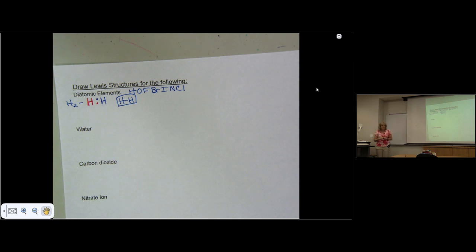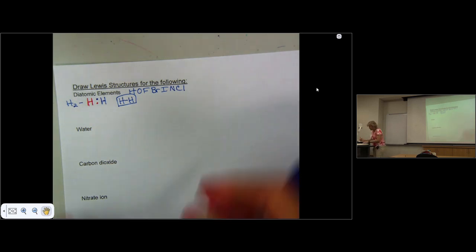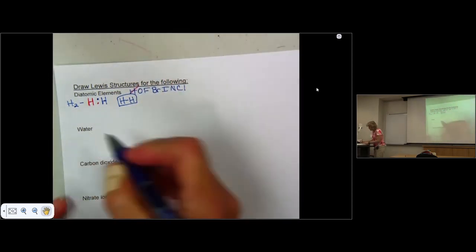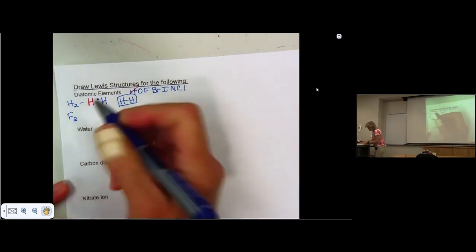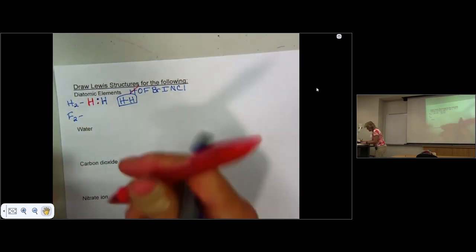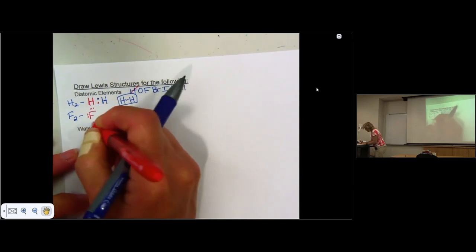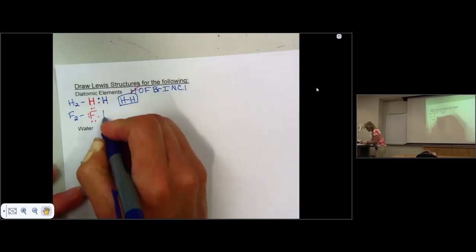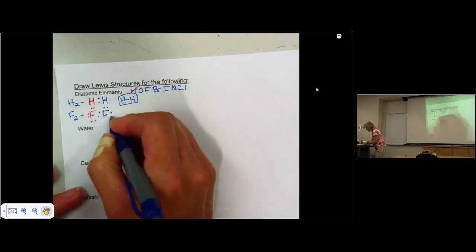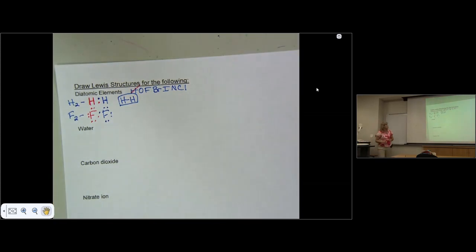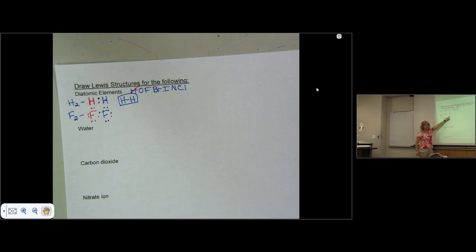Why do we not need an octet? Because hydrogen only needs 2. So we just took care of hydrogen. I'm going to skip oxygen and go to fluorine. F2. And I'm going to do the same thing. I'm going to use colors. You don't have to use the colors. I'm just showing you. If some of you need this visual, these are the 7 valence electrons for fluorine. These are the 7 valence electrons for this fluorine.